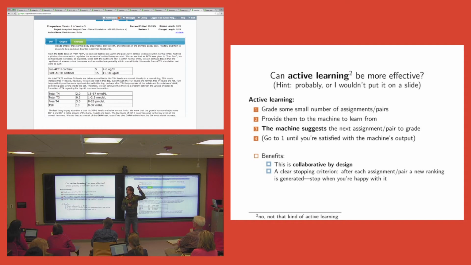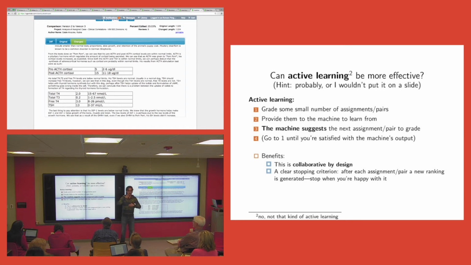Given that, the machine churns, produces a model, and then figures out, among all of these data points, all these assignments, or all these pairs of assignments, which one am I least confident about? Which one does the machine not really know? Give that one to the instructor. Now you really know. Now you can figure out, why was I uncertain? What parts of the model do I need to adjust to make it so that that one gets the right judgment? And then you go back to one until you're satisfied with the output.